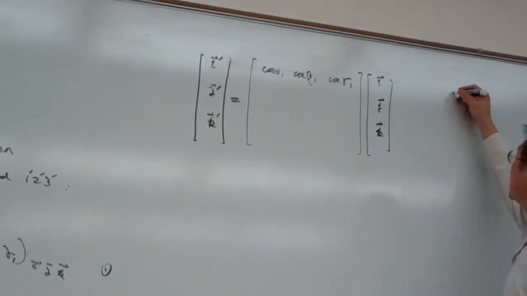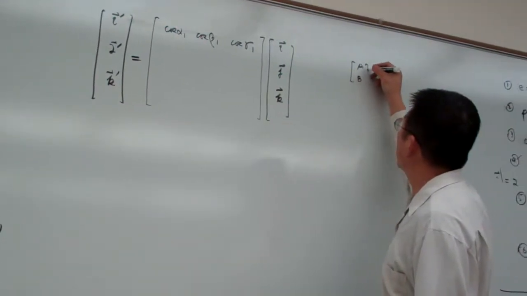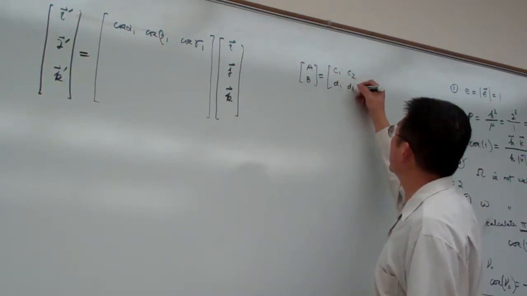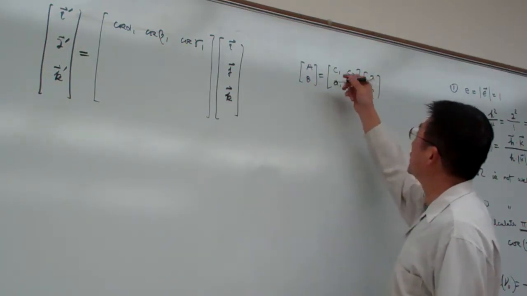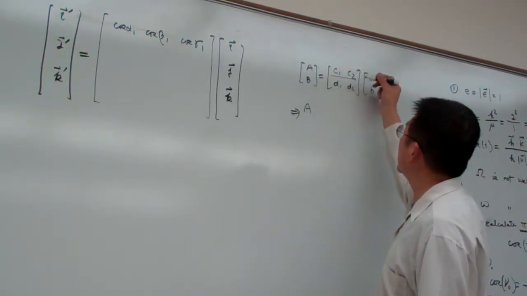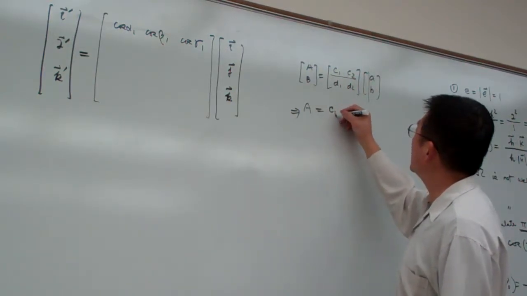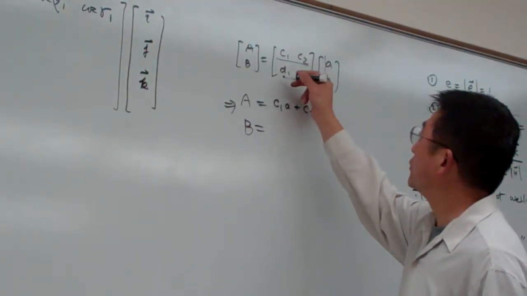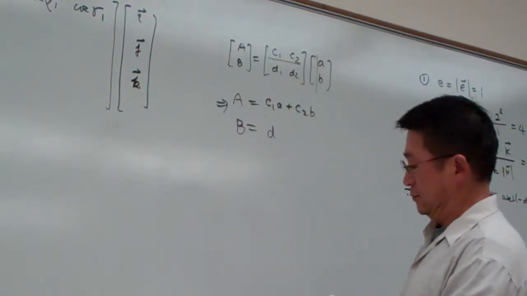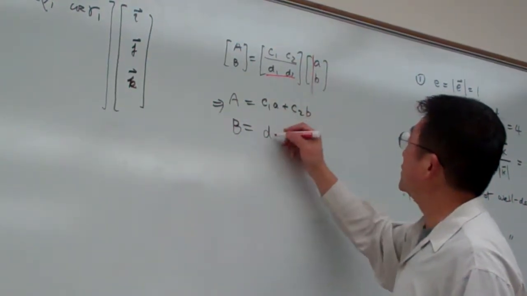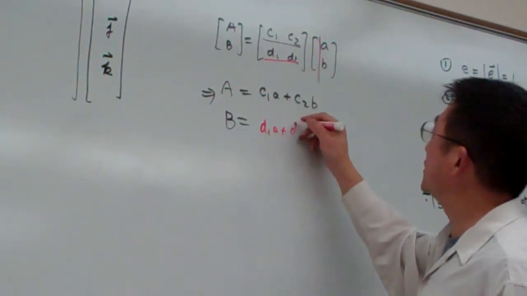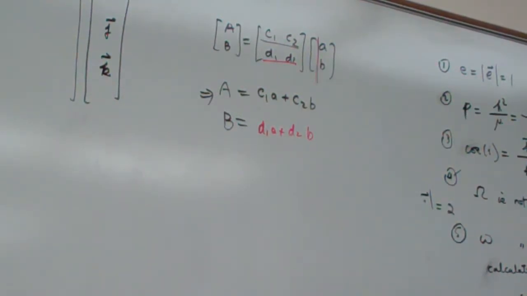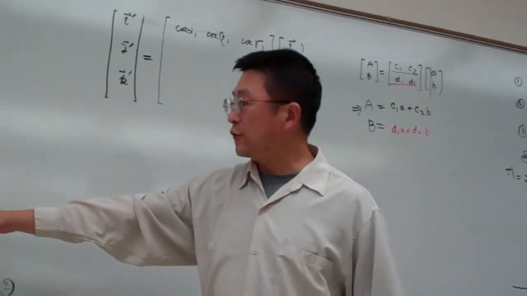For the matrix calculation, say A and B equal to, let me put any numbers, C1, C2, D1, D2 times A and B. So A equals the row multiplied by this column, C1A plus C2B, right? And B is equal to D1, this row, multiplied with this column, so that is D1A plus D2B. That is the operation of the matrix. So the same thing, I simply rewrite these equations.